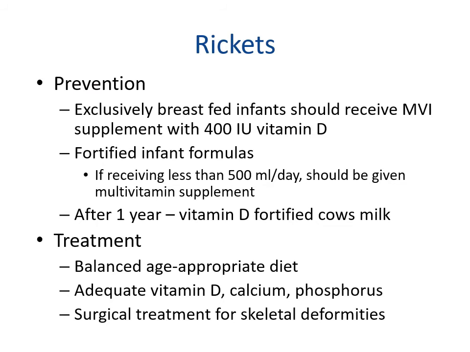So our recommendations for the prevention of rickets. So exclusively breastfed infants should receive a multivitamin supplement with 400 international units of vitamin D. Fortified infant formula, so if the child is receiving less than 500 milliliters a day, they should be given multivitamin supplements. And after 1 year, we recommend vitamin D fortified cow's milk. And so the treatment is a balanced age-appropriate diet, adequate vitamin D, calcium, and phosphorus. And again, if necessary, surgical treatment for skeletal deformities. So it's sometimes, right, if that bowing has now become permanent, there is a surgical intervention to correct that.